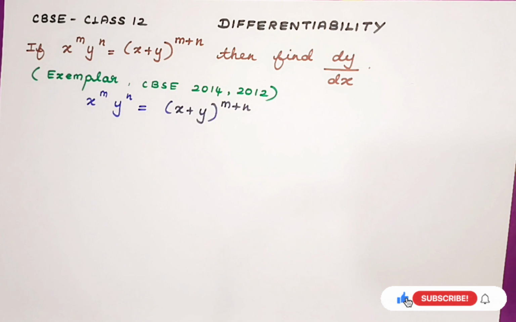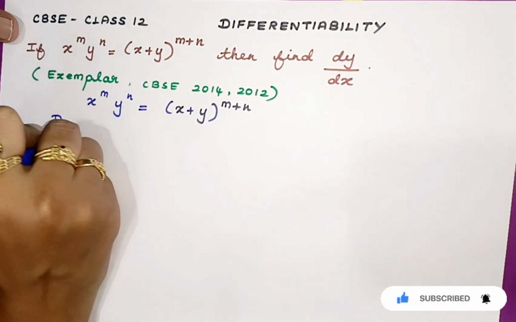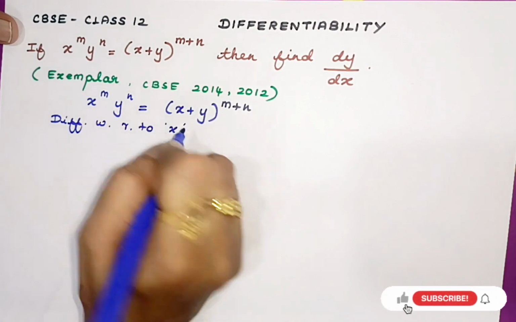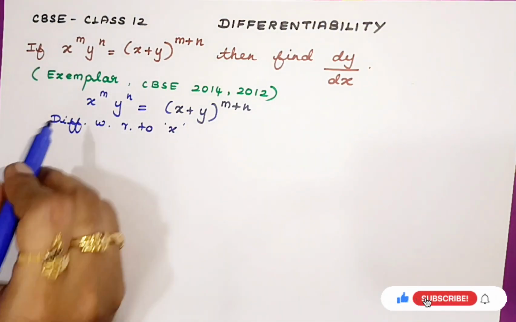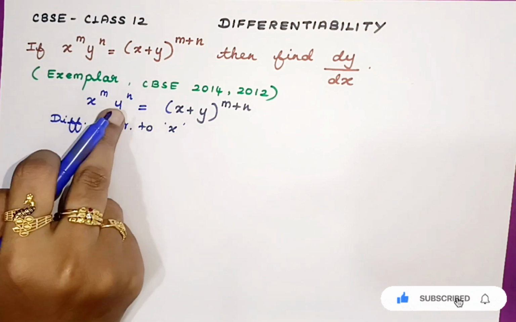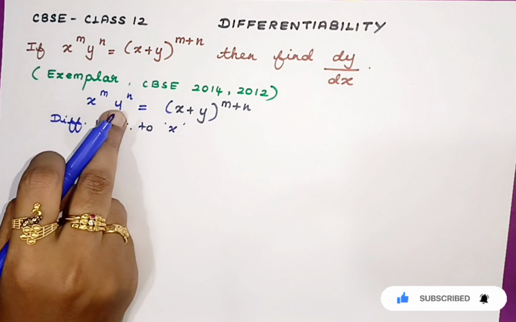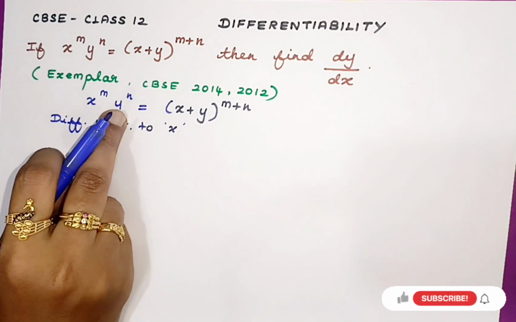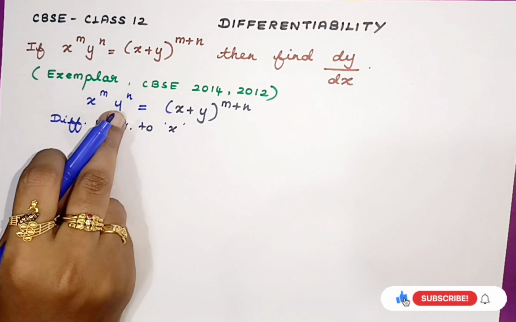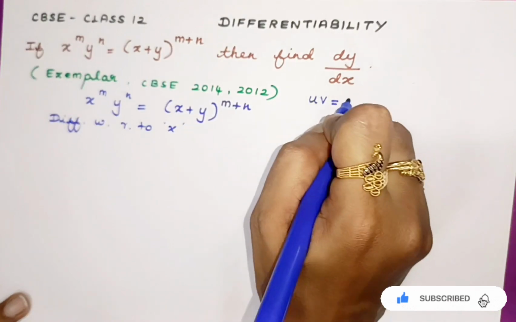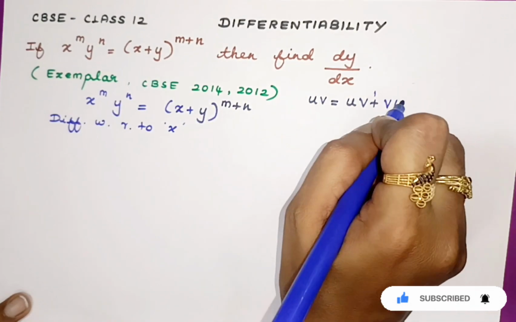Now I am going to differentiate with respect to x. This is the given question. Listen carefully. First of all, on the left hand side, these two terms are in a product because there is no sign in between these two terms. So we have to apply what formula? The UV formula, that is uv' + vu'. The product rule: uv' + vu'.